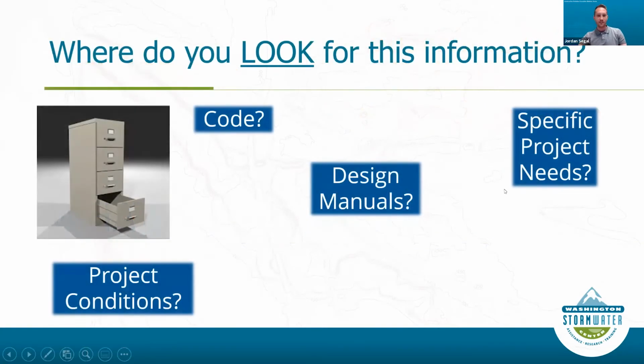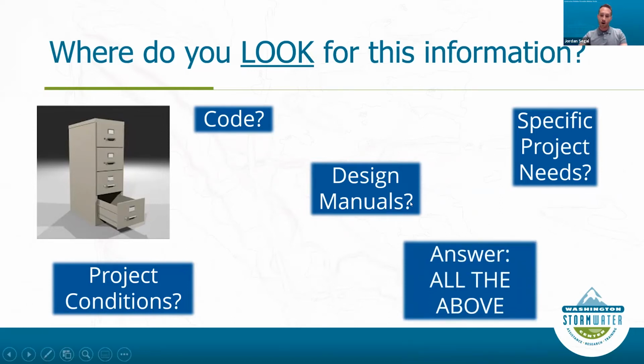And so where do you look for this information? Could it be in the code, the municipal code, or the zoning code? Could it be in the design manuals that I referenced, either King County or the Eastern Washington Stormwater Management Manual or the Western Washington Stormwater Management Manual? Are there specific project needs? Or are there even conditions that we provide from the city specifically related to a development site? And so the answer to that really is all of the above, but you're putting your best foot forward by taking a look at all this information, and most jurisdictions have this laid out for you.